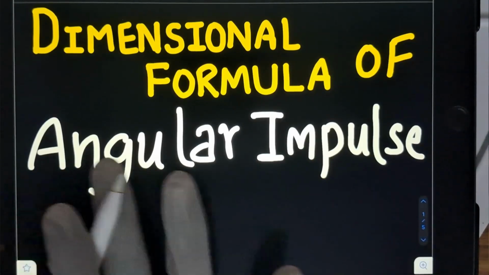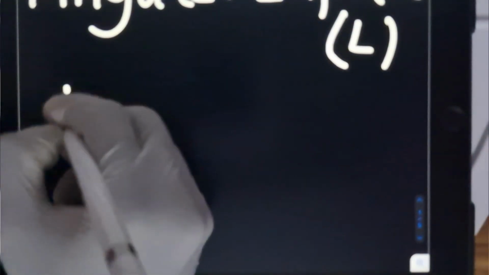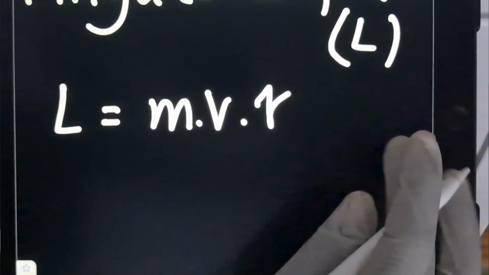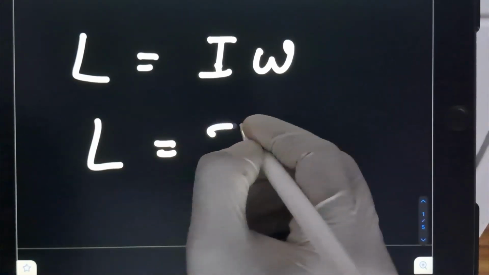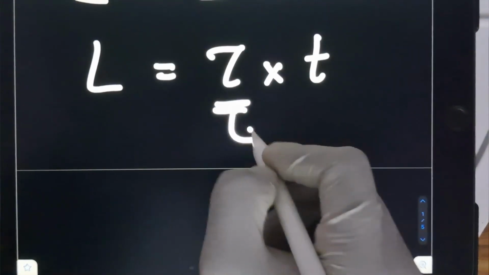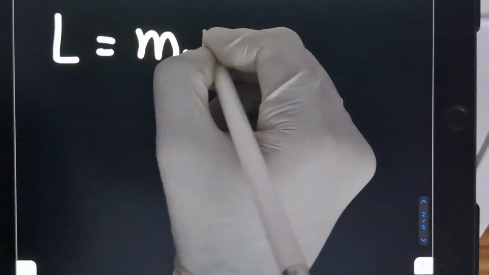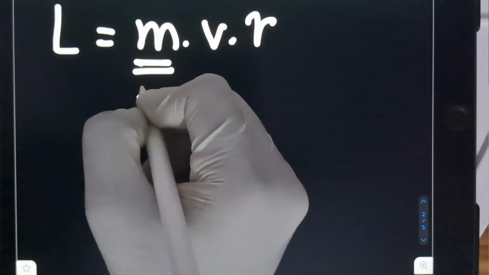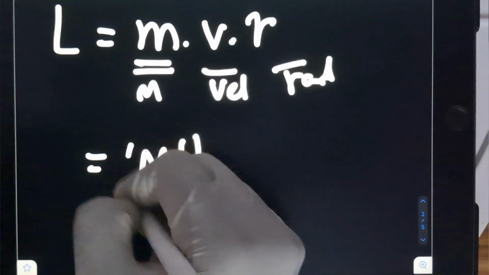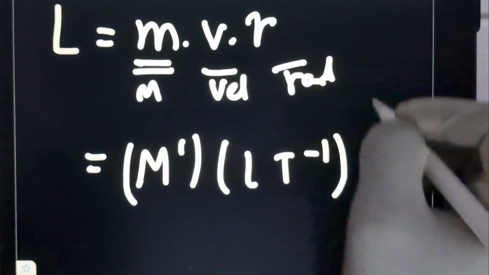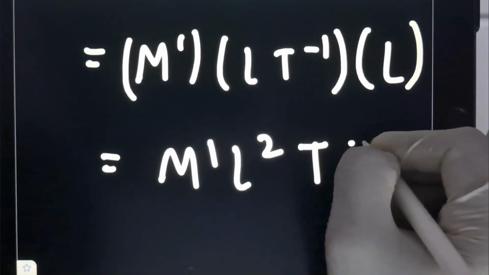To find the dimensional formula of angular impulse, and here angular impulse is denoted by L. Now let's see the formulas we know. L is equal to mvr, mass into velocity into radius. L is equal to I omega and L is equal to torque tau into t. Here this symbol represents torque. Now coming to the topic, L is equal to mvr: mass M power 1, velocity L power 1 T power minus 1, radius L power 1. So we get M power 1 L power 2 T power minus 1.